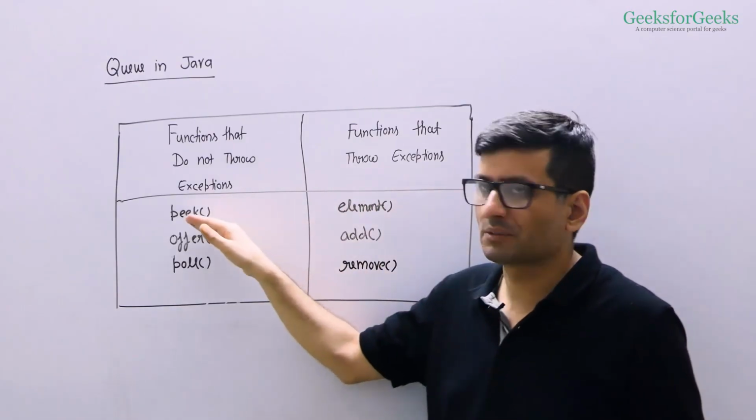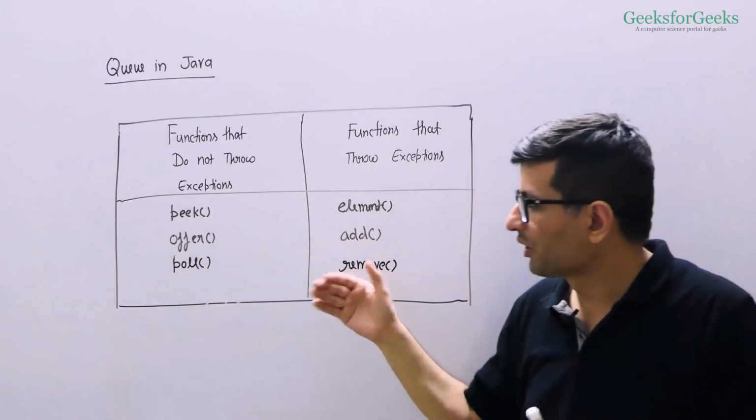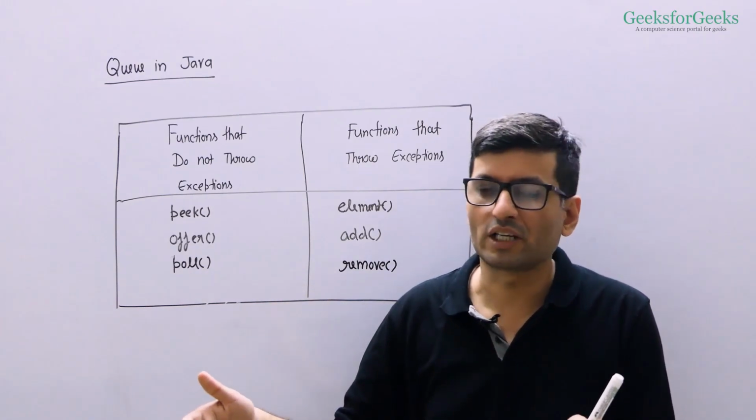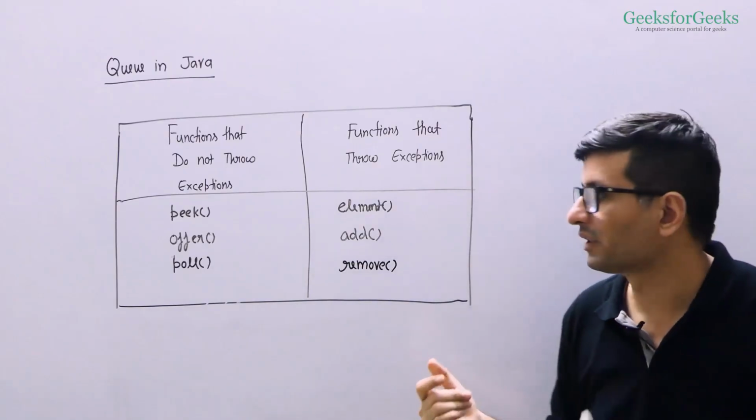Otherwise, it works the same as peek, right? Add function, again, works as offer in general, but if you have a capacity bounded queue and you are trying to add an item beyond the bounded capacity, then it's going to throw an exception.